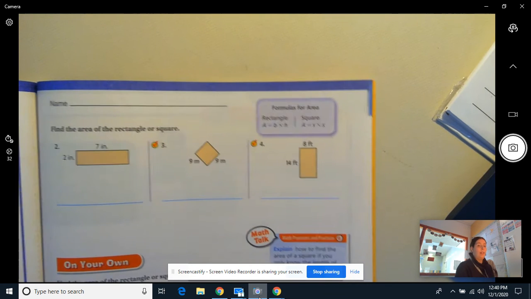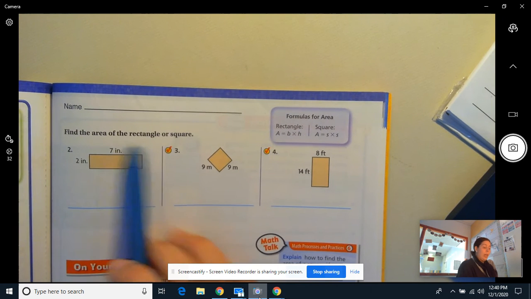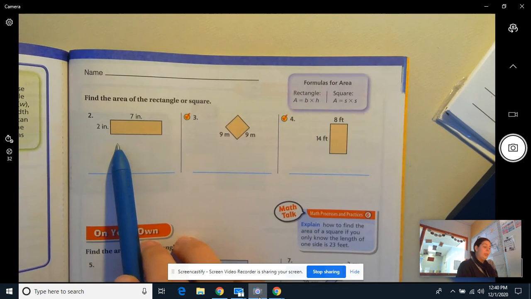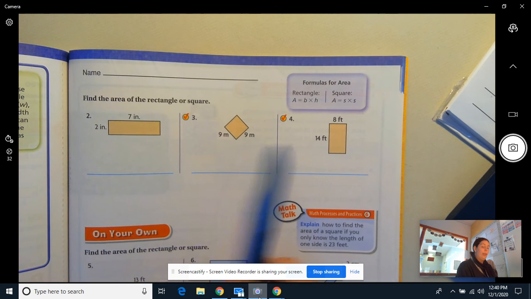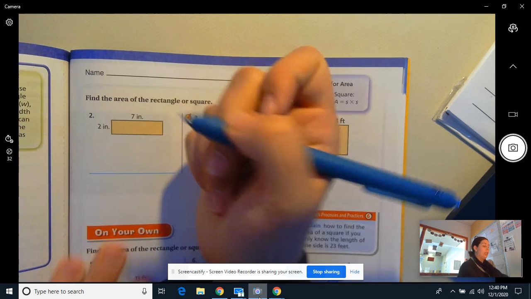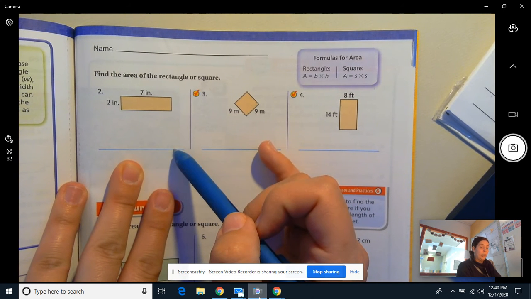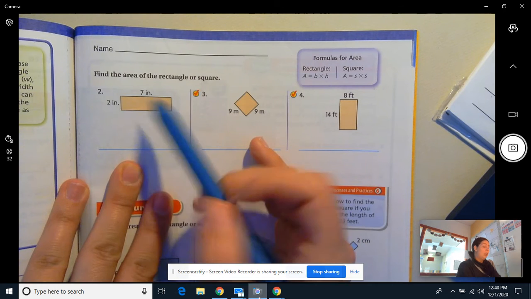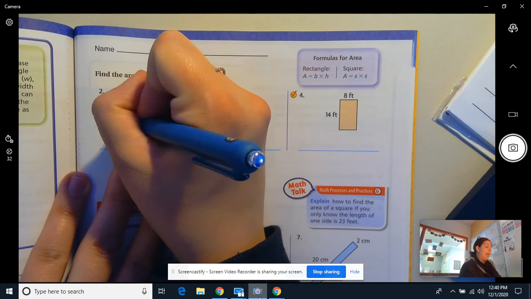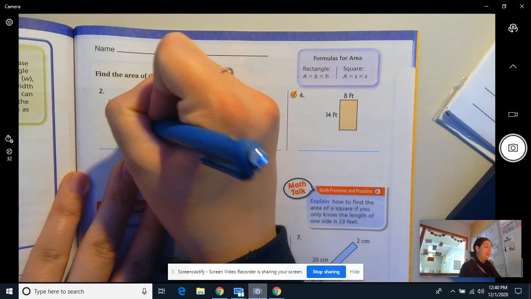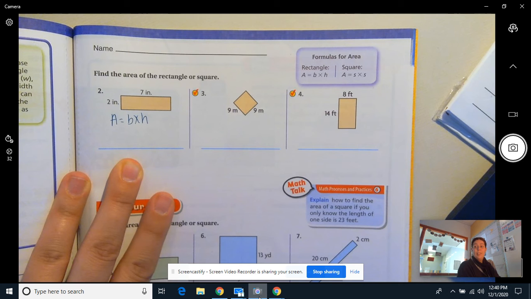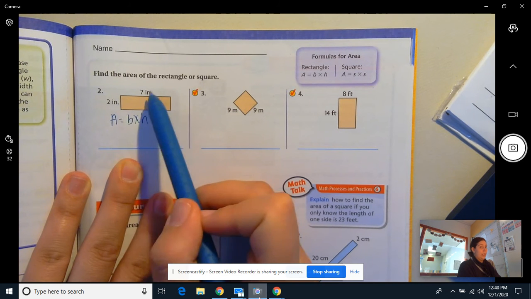Top of page 725. Find the area of the rectangle or square. I'm going to do number 2. You are going to do 3 and 4 here in a moment, okay? So first off, when we do this to show our work, I had some friends yesterday that did not want to write the formula. That's not showing your work. To show your work, you have to write area equals base times height. Then you write your numbers in.